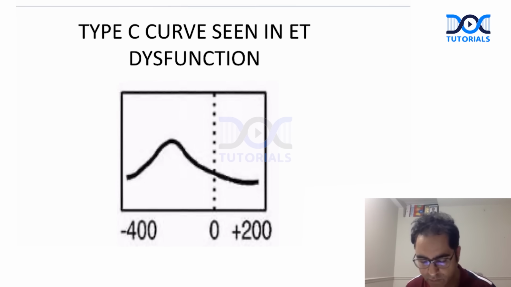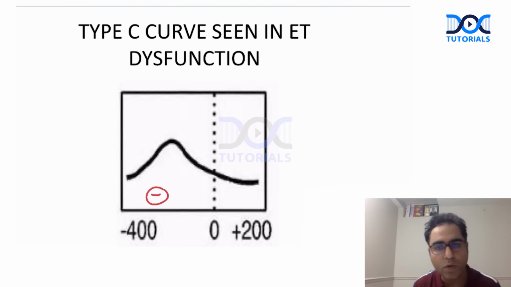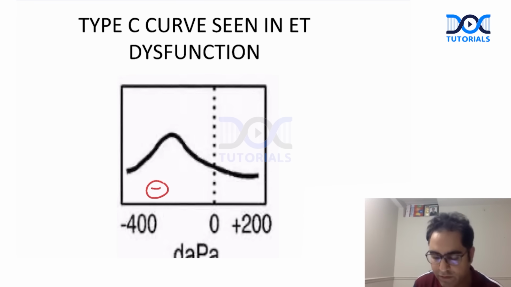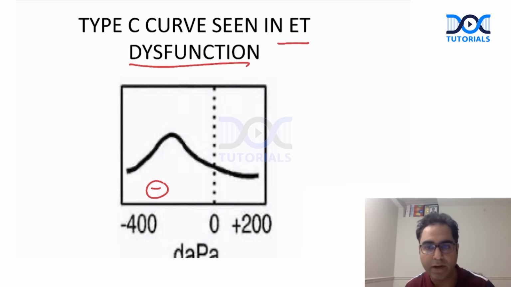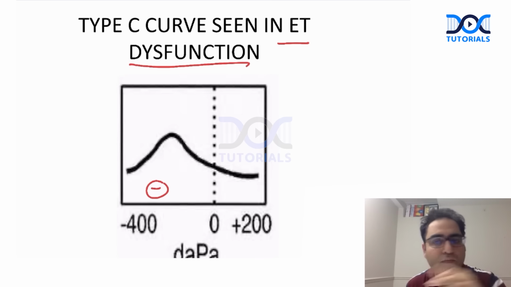And type C curve. Can you see? This is only on the negative side. There is no movement on the zero side, actually the positive side. If you see movement on the negative side, it's a type C curve. It's seen in Eustachian tube dysfunction or in retracted tympanic membrane cases. Let's revise. Type A is normal. Type B, flat curve, is glue ear. The type C curve, negative side curve, is a feature of Eustachian tube dysfunction or retracted tympanic membrane.